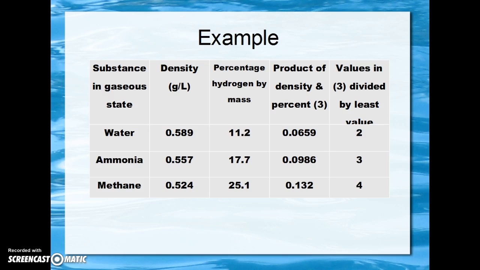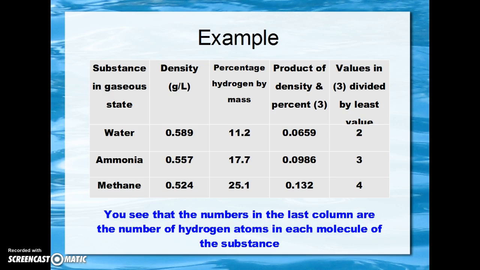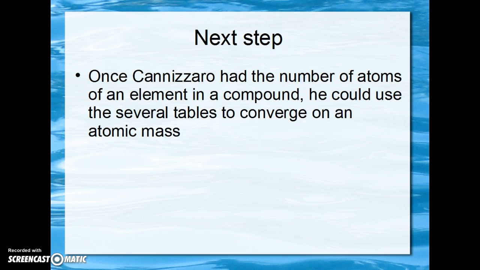But what he was trying to do was get down to the simplest, the smallest of those numbers, which for water is 2 hydrogens per oxygen, for ammonia is 3 hydrogens per nitrogen, and for methane is 4 hydrogens per carbon. This was electrifying to chemistry. They were finally able to get a handle on atomic masses. The numbers in the last column we see are the number of hydrogen atoms in each molecule of these 3 substances. The next step, once Cannizzaro had the number of atoms of an element in a compound, he could then use the several tables to converge on the best atomic mass of those that have been proposed.